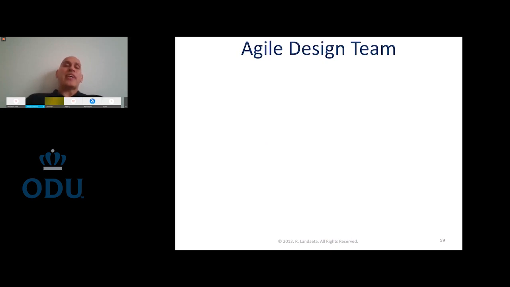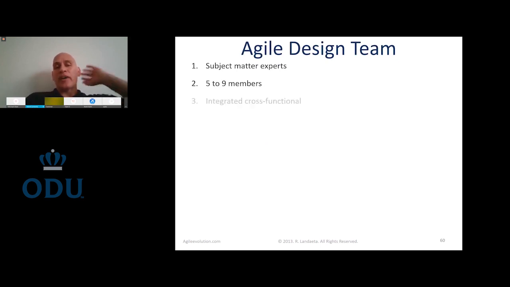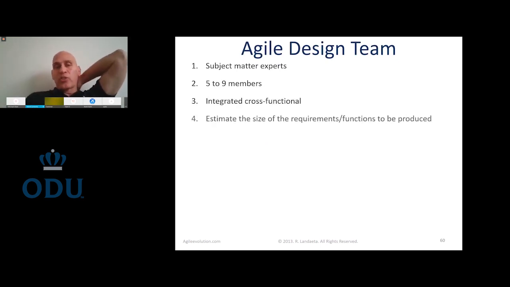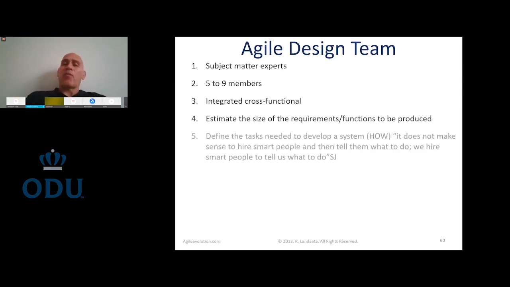So your design team, hopefully, are subject matter experts in the area. It's a small team, 5 to 9, integrated, cross-functional, coming from different disciplines. They estimate what they need to produce the functions, how long it will take. They actually define how those are going to be developed. And I like this quote from Steve Jobs, which I think is just brilliant. It does not make sense to hire smart people and tell them what they need to do. Hire them so that they tell you what you need to do.